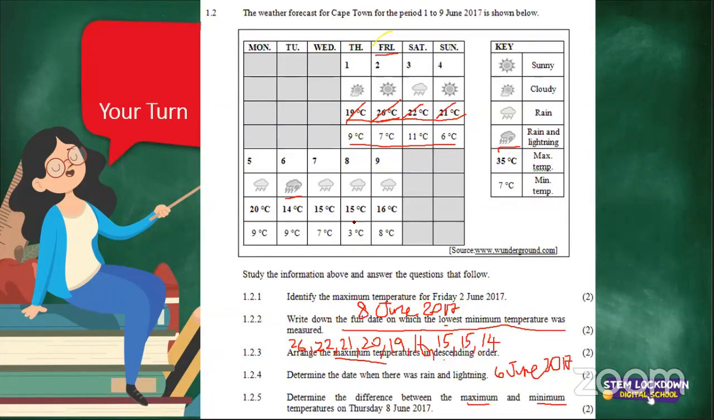So for the 8th, the difference will be: the maximum value is 15. Remember, in the exam, always write the full values. Don't just write the answer. Show me how you got your answer. So 15 minus 3, which is the minimum. 15 minus 3, your answer is 12, and the unit is degrees Celsius.